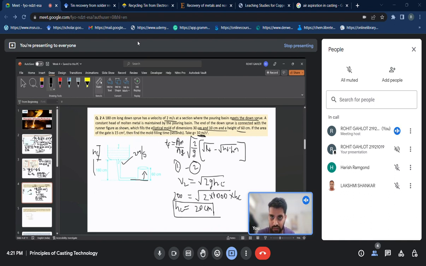So we got this height as 20 centimeter, and this height we already know is 180 centimeter. So we got the total height HT as 180 plus 20, it will be 200, and HM we already know is 60. Please try to solve this problem now, and tell me what is the filling time for the gating system.